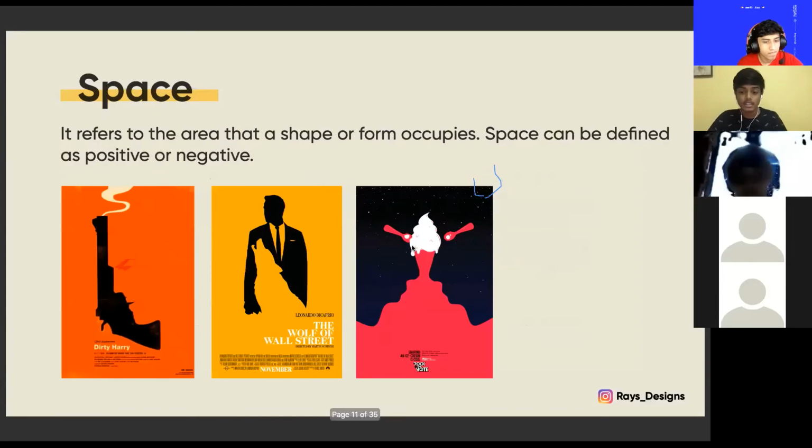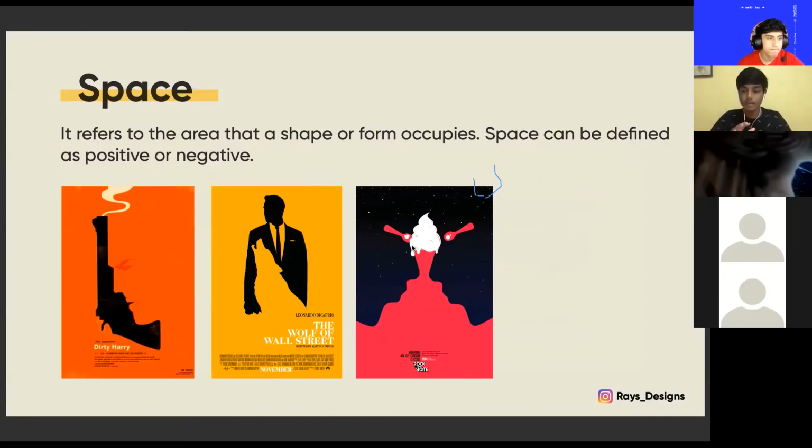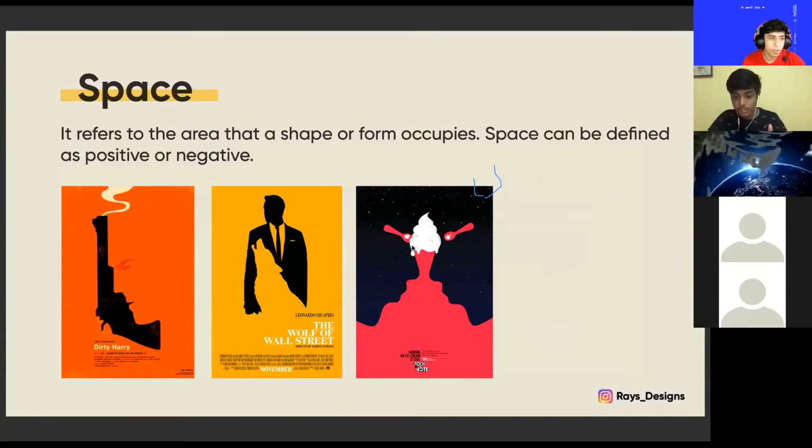And then let's see about space. Space refers to the area a shape or form occupies. It has 2 types: positive space and negative space. For example, see the above posters. In the first one, you can see the gun, but in the negative space, you can see a man out of it. And in the second one, you can see the positive space of the man, and in the negative, you can see the wolf. That's it. It's all about space.